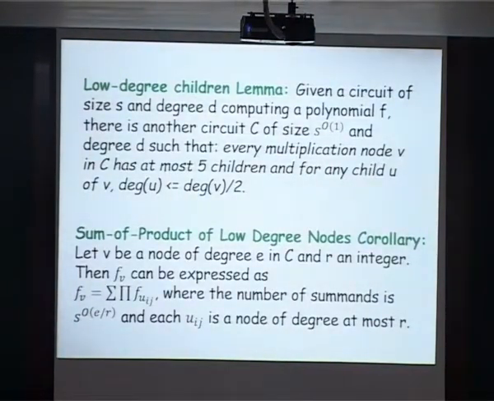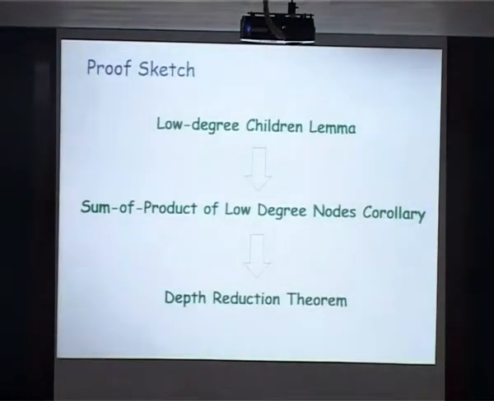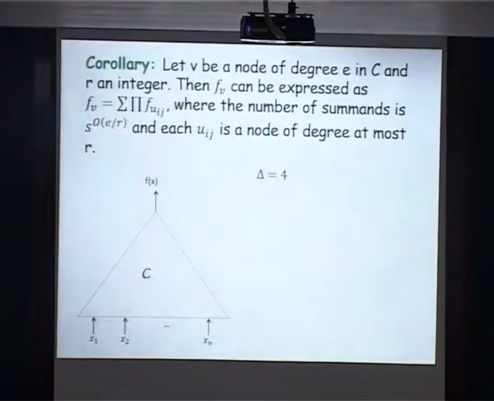So why is this? Here's the overall proof. One first proves the low degree children lemma, that a circuit can be converted into another with low degree children. Then you can write a polynomial as a sum of products of low degree nodes, and this will give you the depth reduction theorem. So let me first give the second part of this overall proof.